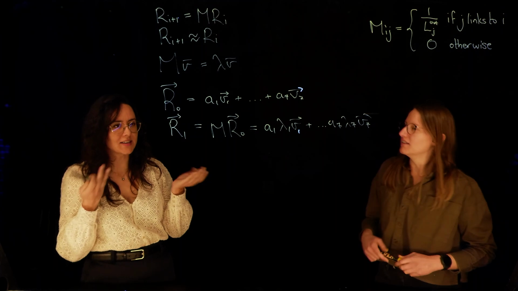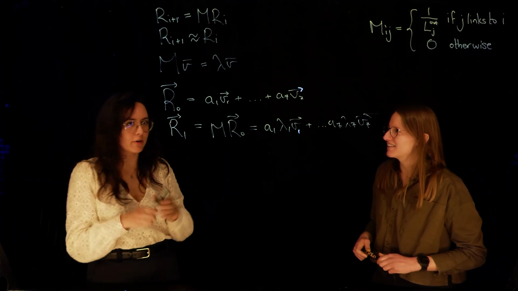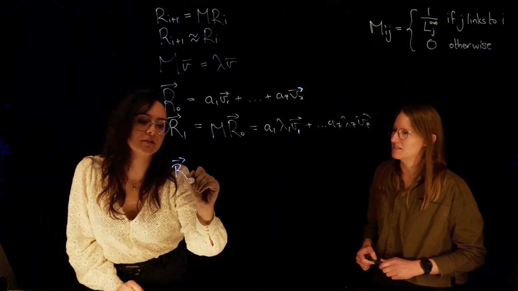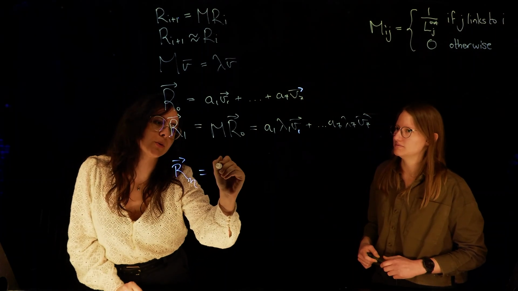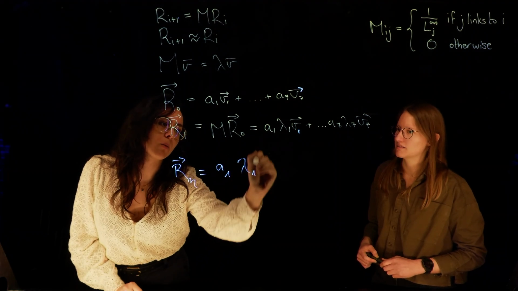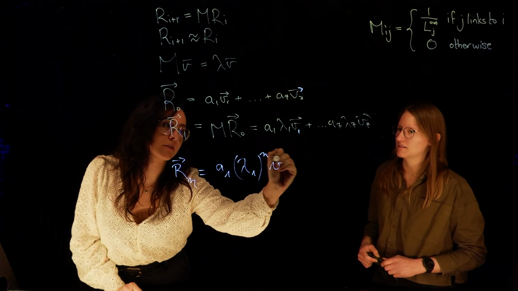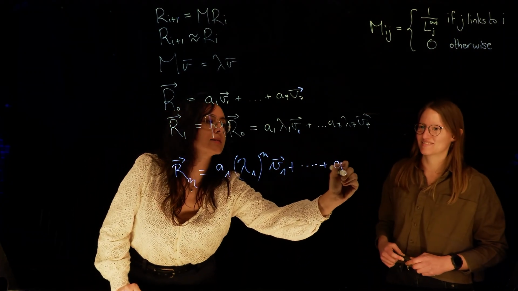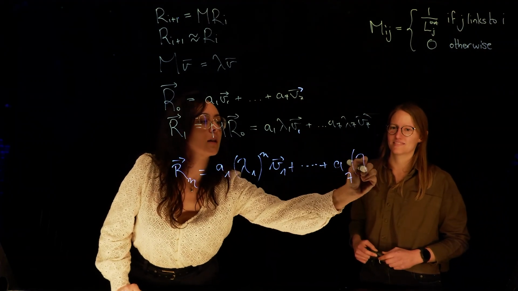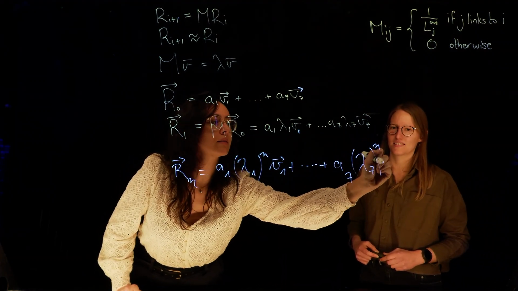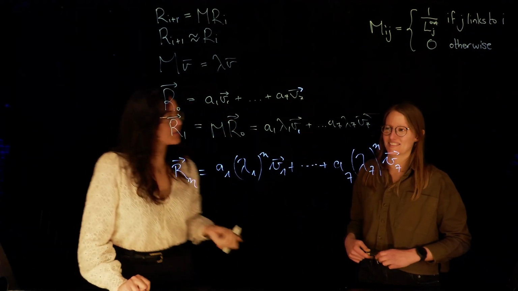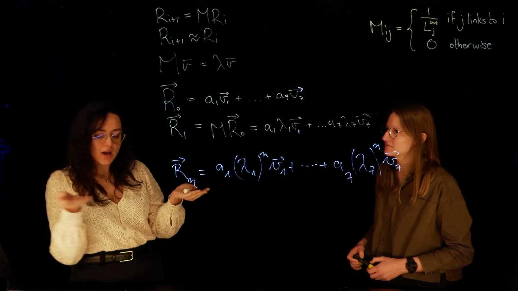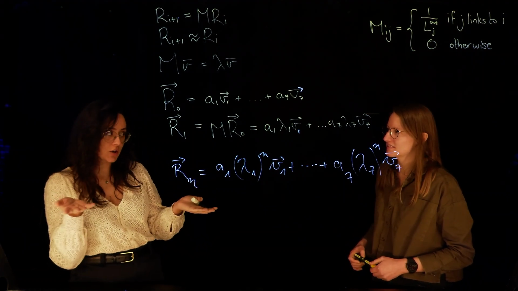Okay, I think I get it. Let me try the general formula. If I understand well, then my vector Rn will be equal to A1 lambda 1 to the power n, vector 1, plus and so on, plus A7 lambda 7 to the power n, vector 7. Is that right? Yeah, exactly. That's perfect.